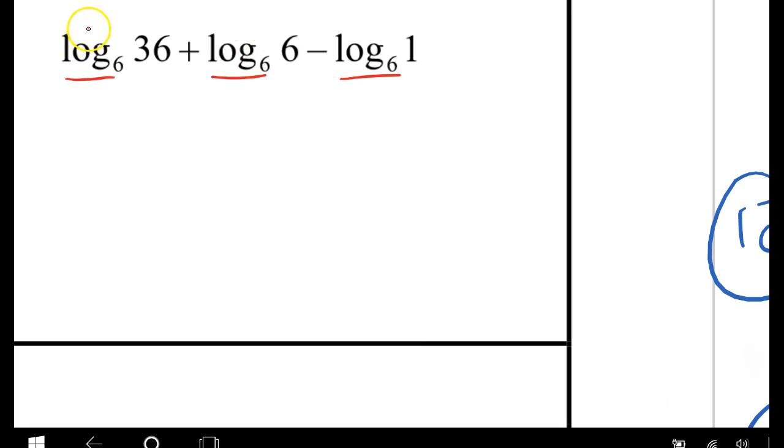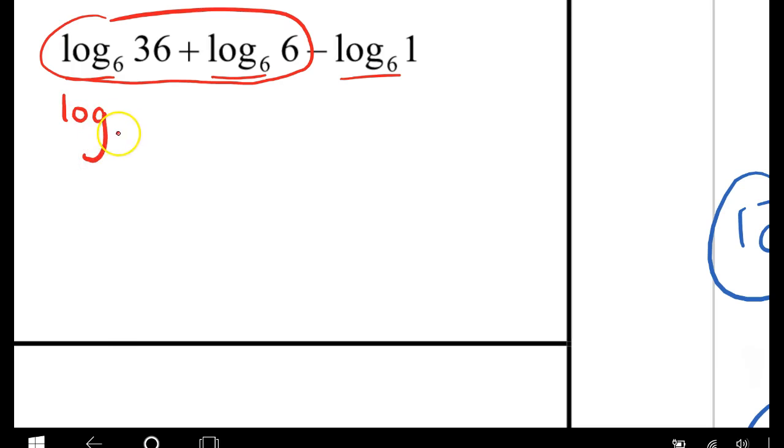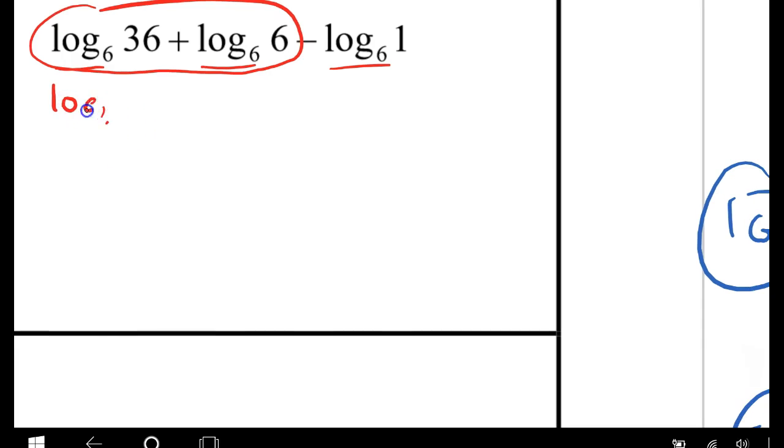Okay, so these first 2, log base 6 of 36 plus log base 6 of 6, well, they're separated by a plus, so I can use the product rule, which says that if I have plus, I just multiply my a's. So it'd be 36 times 6. And then we still have minus log base 6 of 1.